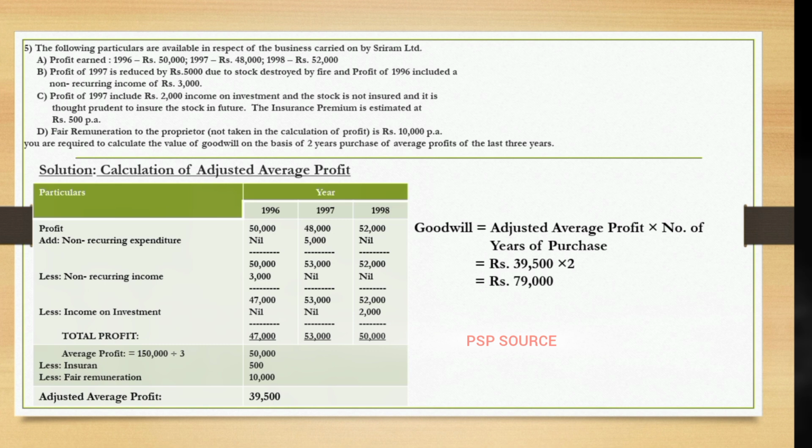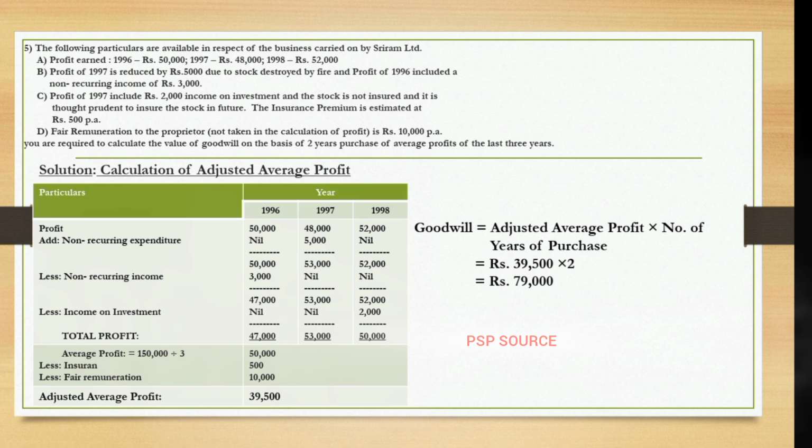Profit of 1997 includes rupees 2,000 income on investment, and the stock is not insured and it is thought prudent to insure the stock in future. The insurance premium is estimated at rupees 500 per annum. So here future maintenance expenses are given, so we have to deduct such balance from average profit. Fair remuneration to the proprietor is rupees 10,000 per annum, which is not taken in the calculation of profit. You are required to calculate the value of goodwill on the basis of 2 years purchase of average profit of the last 3 years. On the same lines as the previous problem we can calculate.